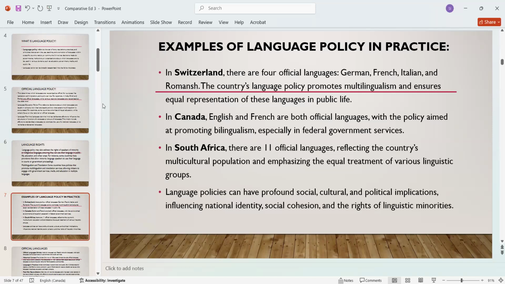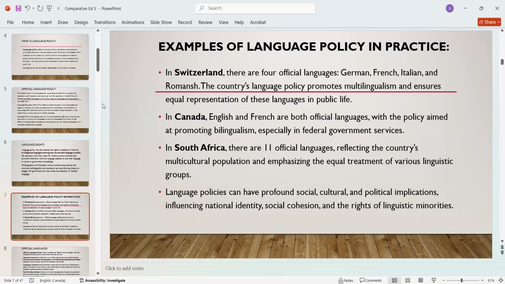In South Africa, right? So South Africa, last time we learned about apartheid, right? So how cruel they were at that time. But now see, there are 11 official languages reflecting the country's multicultural population and emphasizing the equal treatment of various linguistic groups. So see the transition. Right now they have changed and they are respecting multi-ethnic situations, and the 11 official languages are there.